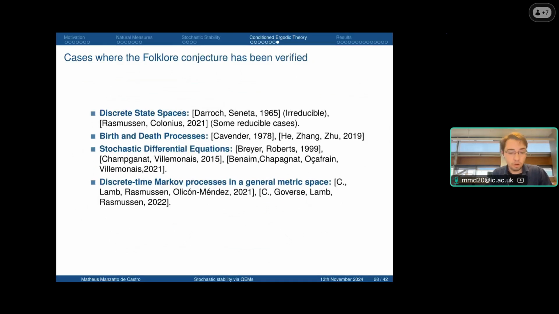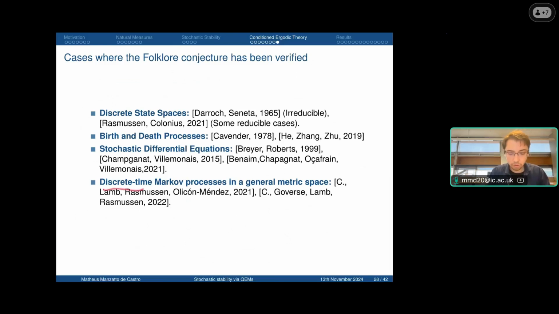This conjecture has been verified in a lot of contexts. I will not be going through all of them, but it has been shown in discrete state space, not entirely but almost for birth and death processes, and stochastic differential equations. I have been working a lot during my PhD to try to establish the existence of these measures in discrete time Markov processes in general metric spaces, which is the setup that we are interested in here. So now I talked about stochastic stability and conditioned ergodic theory, and we have a natural measure that we could try to use to define some notion of stochastic stability for maps with holes.